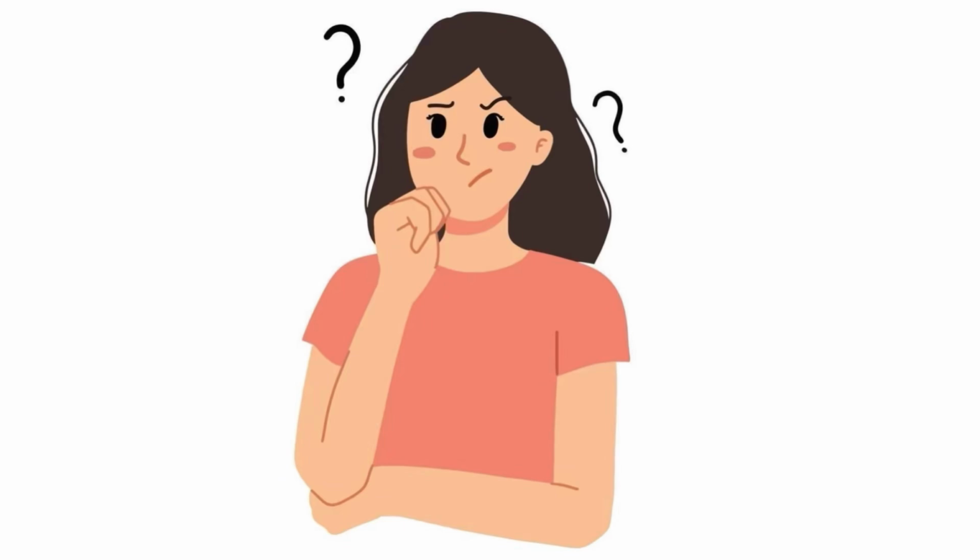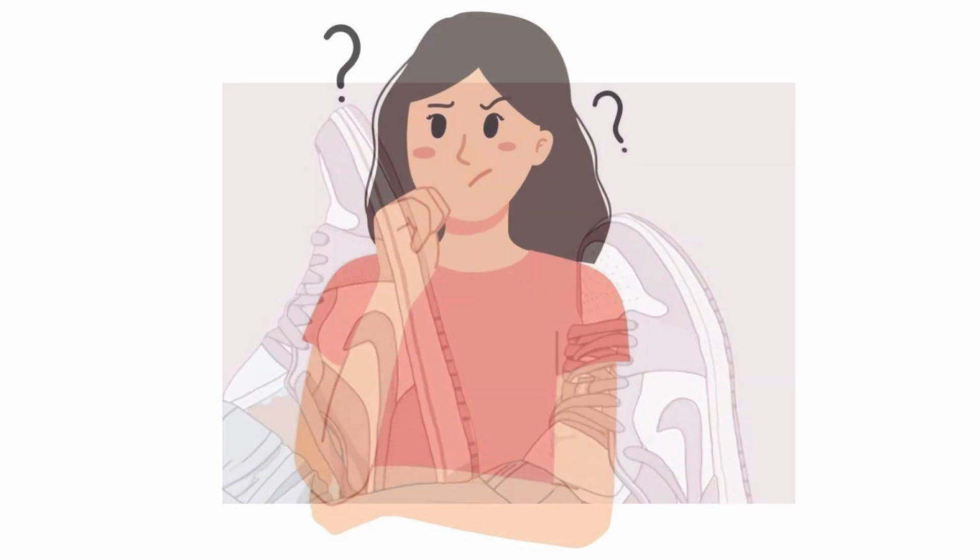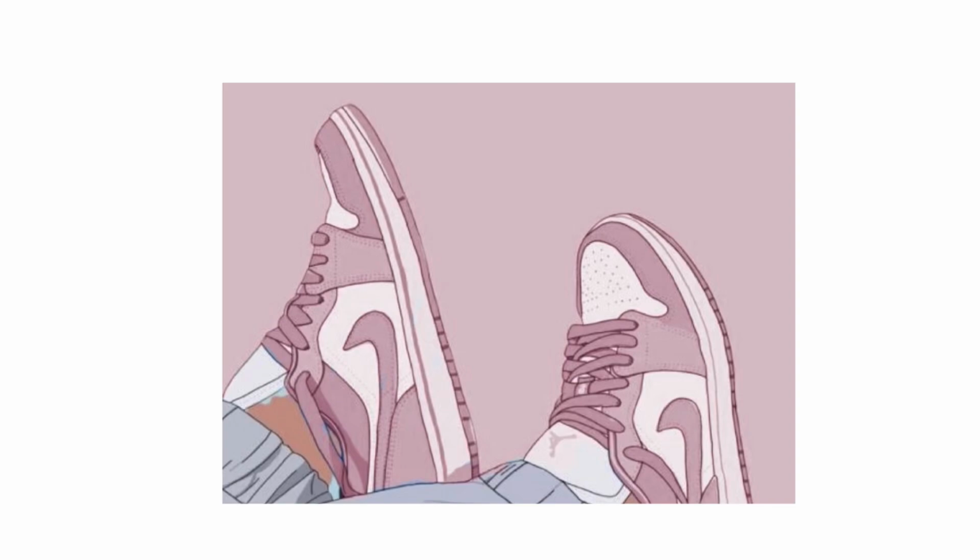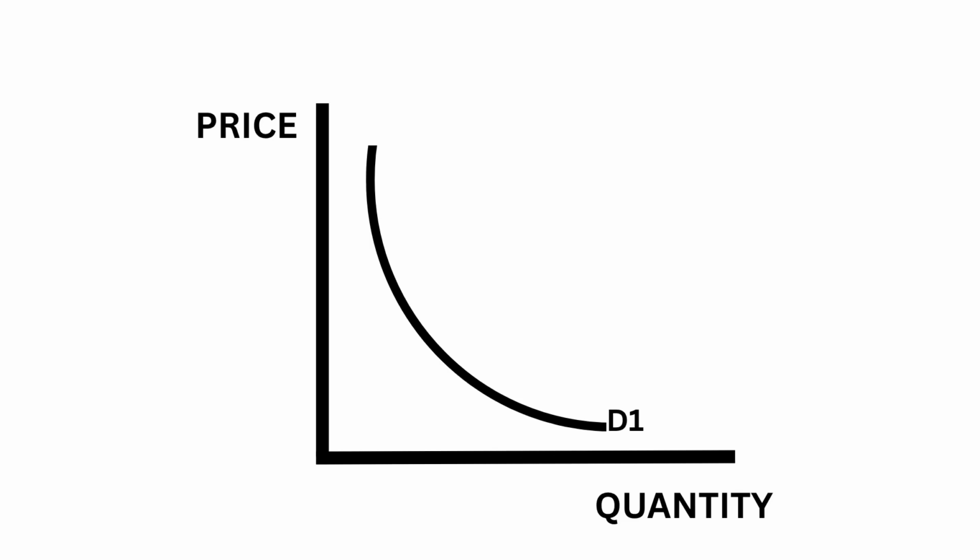So imagine this. You attend a music concert for your favorite music artist, and guess what? He's wearing those favorite sneakers that you've always wanted. So now everyone wants them, even if the price stays the same. That's a change in demand. The demand curve shifts to the right because most people want them and it's the new sneakers in town.